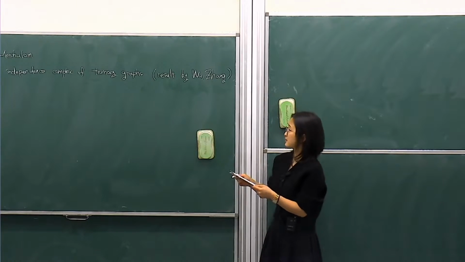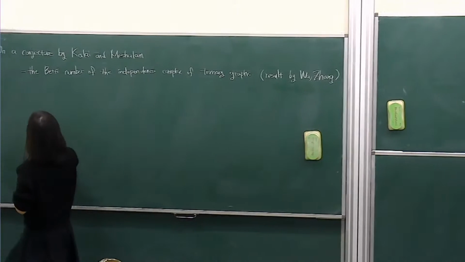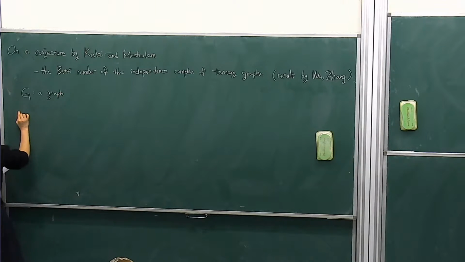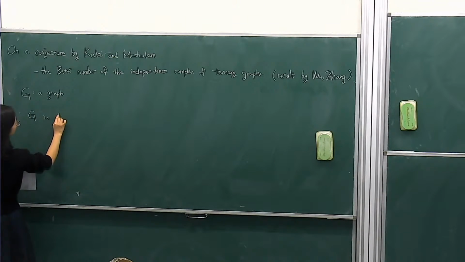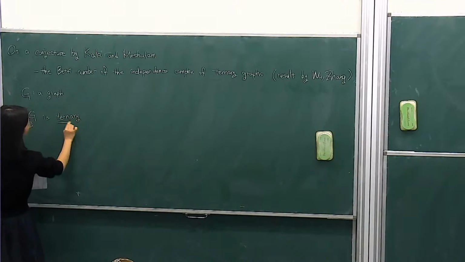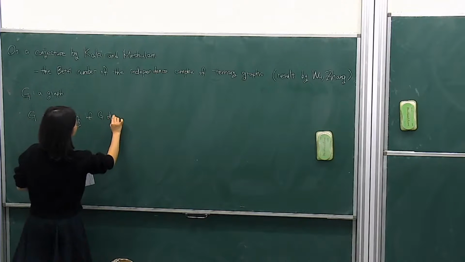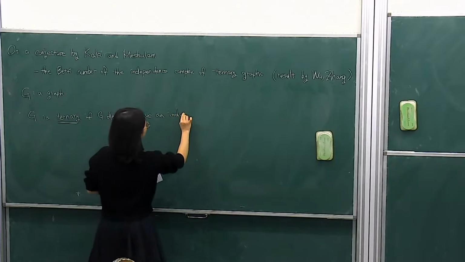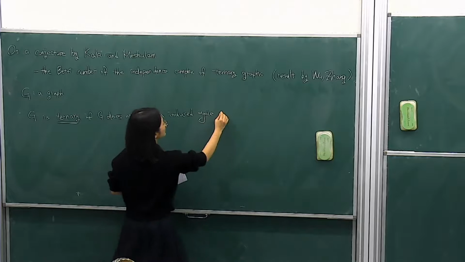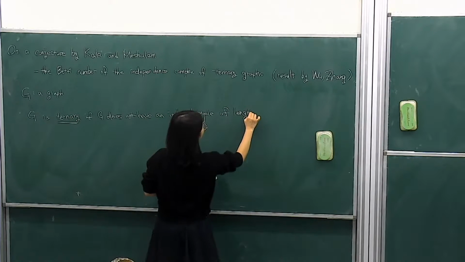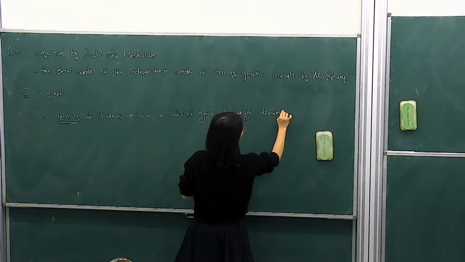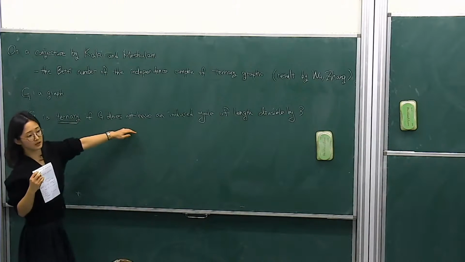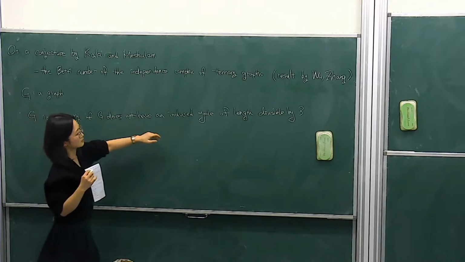So okay, I will first define. We have a graph G, and we say graph G is ternary if this graph does not have an induced cycle of length divisible by 3.